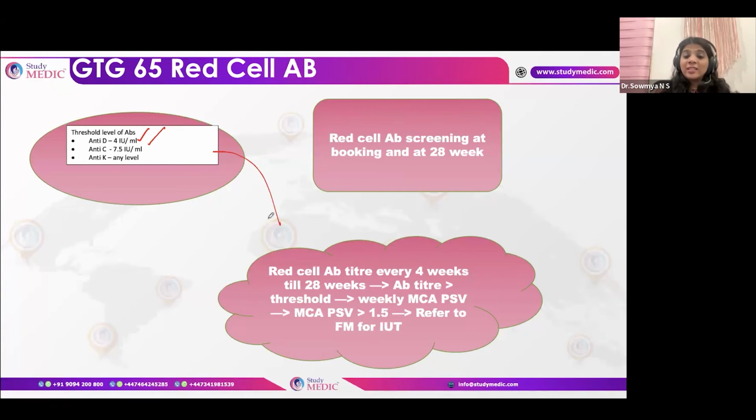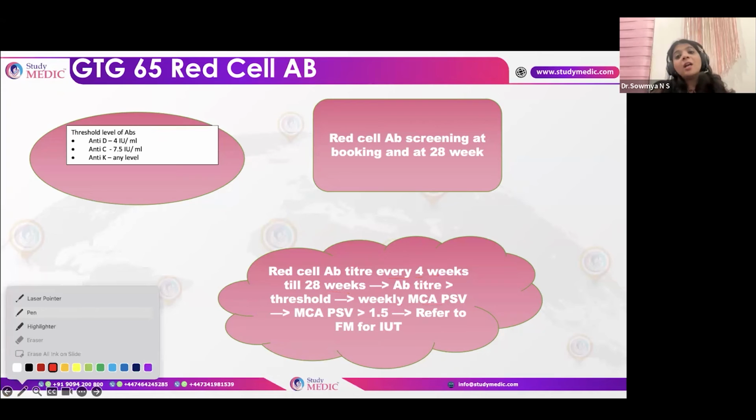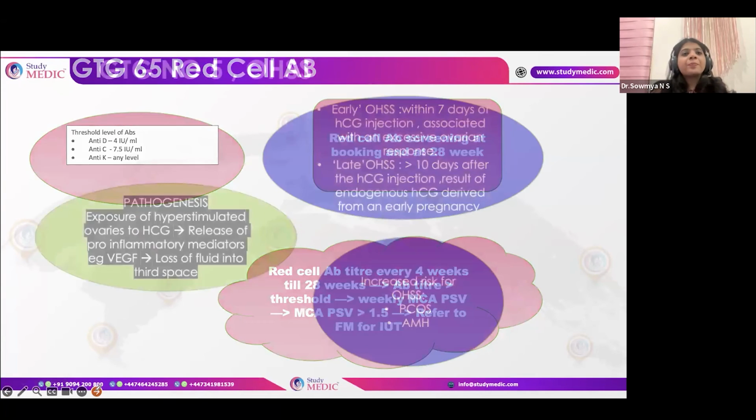Once it crosses this level, you need to be doing it every 4 weeks till 28 weeks. Okay, and then you will start to do it weekly afterwards, and you need to be referring them to the fetal medicine unit, where they check the MCA, middle cerebral artery, PSV, to see whether the baby has got anemia. Based on that, they would be giving in utero transfusions.